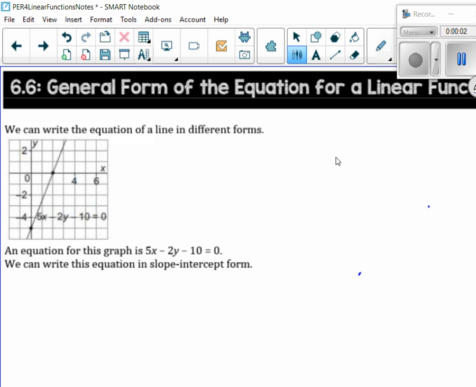General form is when all the coefficients of the variables are whole numbers and you have one side equal to 0. So we can write the equation of a line in different forms. So what is this in point slope form? We'll refresh our memory here. Point slope form.